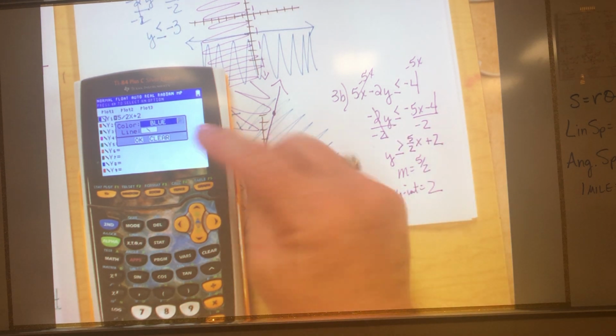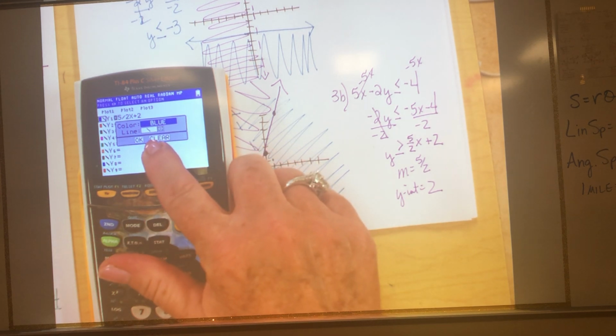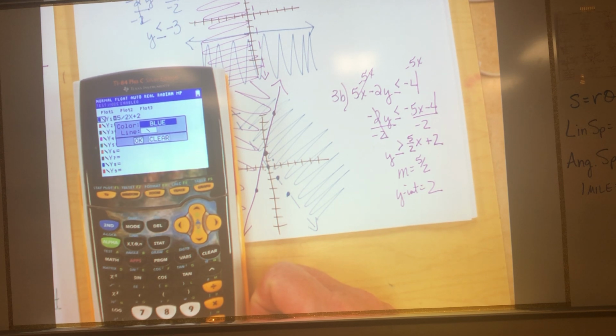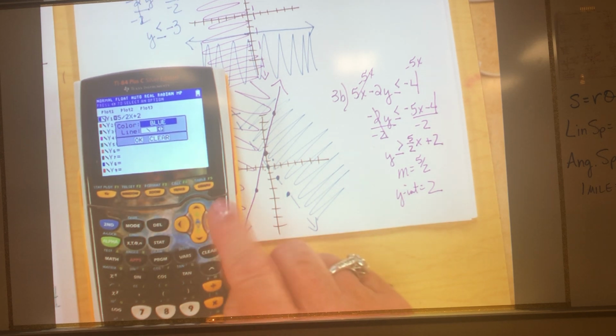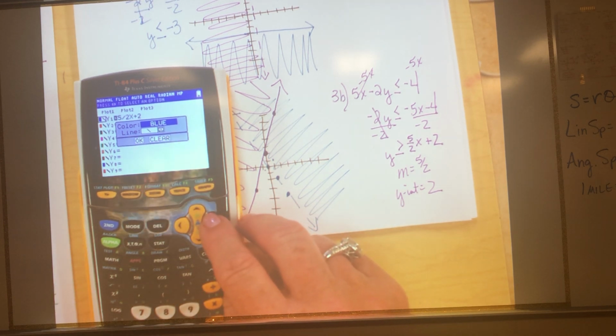This calculator's fancy, so it lets me change the color, but I'm going to go down here. And here's what's going to happen. When I press the left or right key, since that's what it's blinking on, I thought this morning I pressed the enter button, but it didn't let me.